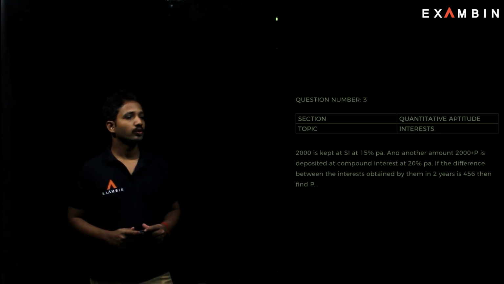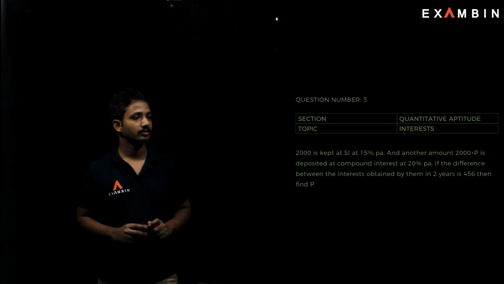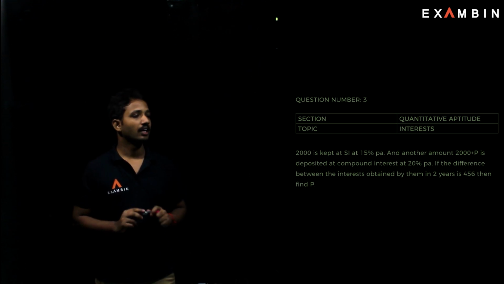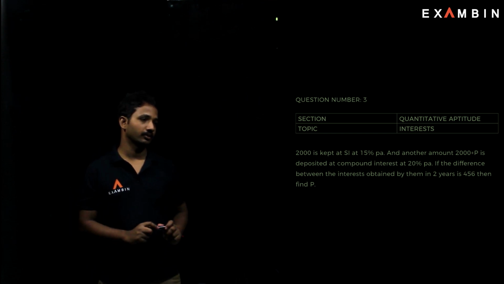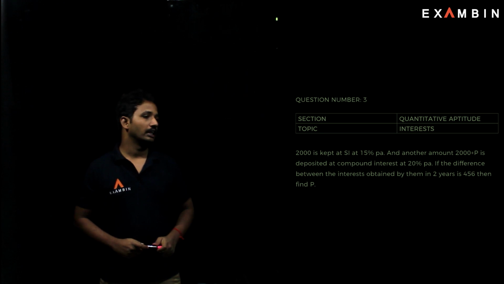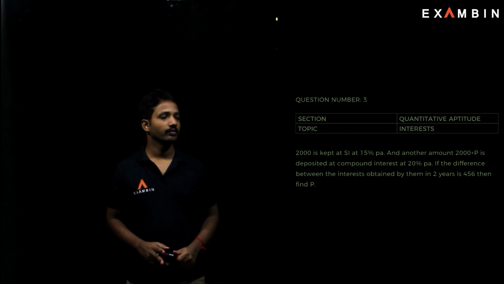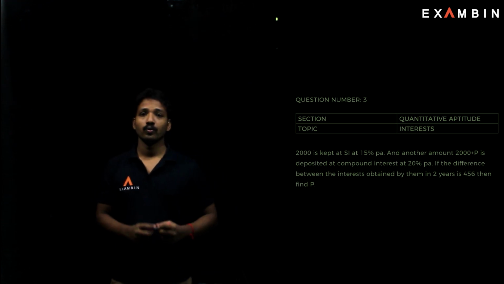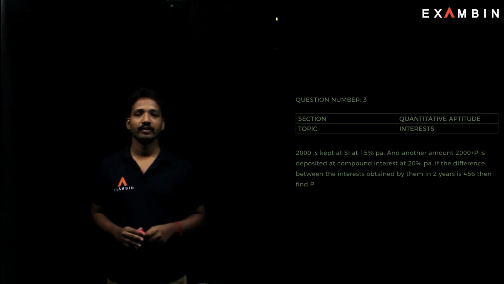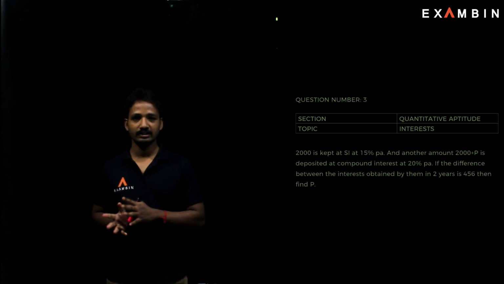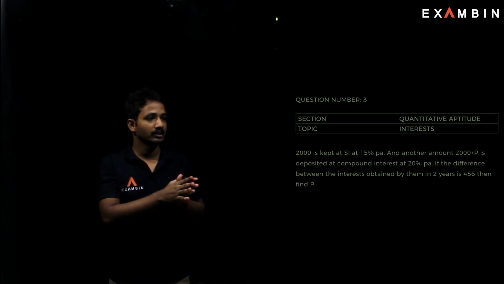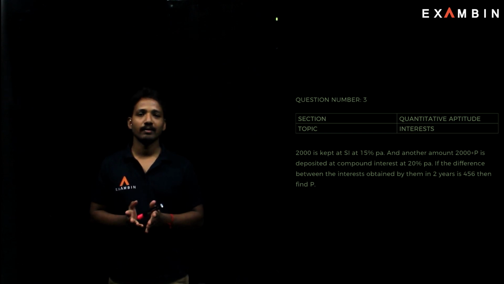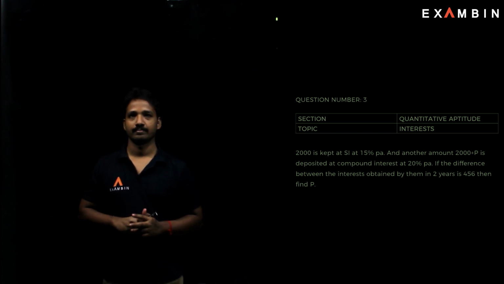The question is: 2,000 rupees is kept at simple interest of 15% per annum, and another amount of 2,000 plus P is deposited at compound interest of 20% per annum. If the difference between the interests obtained by them in 2 years is 456, then find the value of P. From the given data, we will first calculate the simple interest of 2,000 rupees, and then we will calculate the compound interest of 2,000 plus P for 2 years. Then we will combine those things and find the value of P.